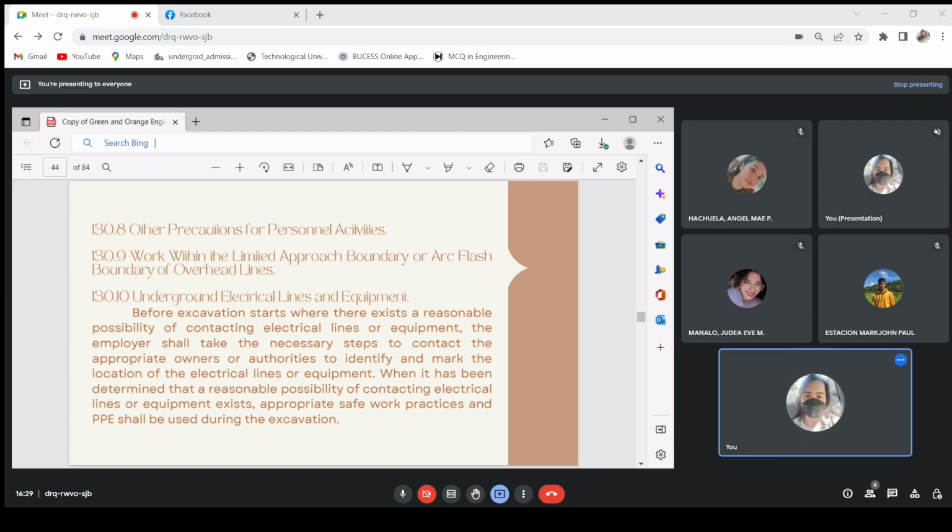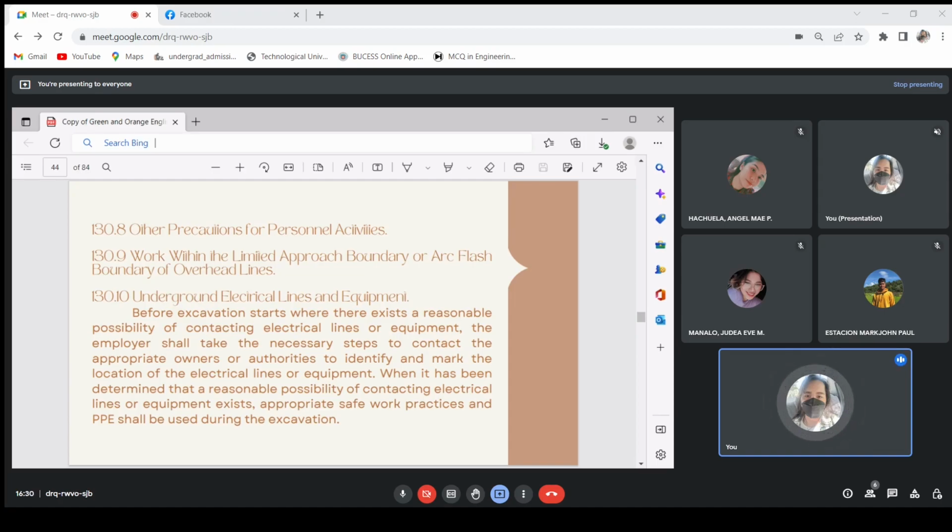Then sa 130.10, underground electrical lines and equipment. So minsan pag gumigiba tayo or humuhukay tayo sa lupa, may mga kuryenteng dumadaloy din sa ilalim ng lupa. So sinasabi dito is before excavation starts, where there exists a reasonable possibility of contacting electrical lines or equipment, the employer shall take necessary steps to contact the appropriate owners and authorities to identify and mark the location of the electrical lines and equipment.